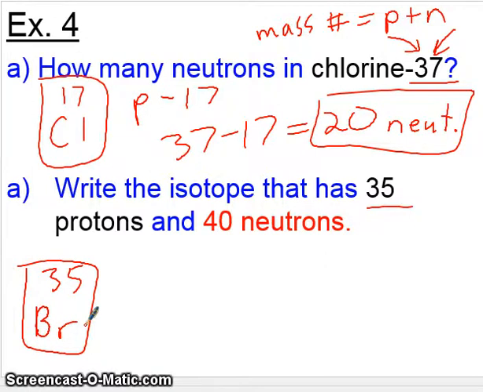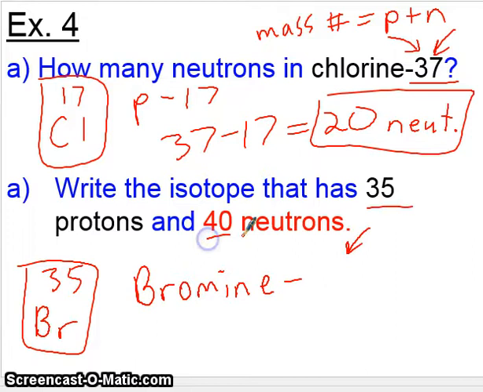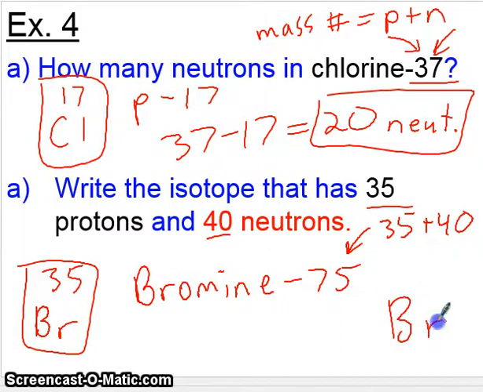So let's go ahead and write bromine, hyphen, and then in here goes the total of the protons and the neutrons. So we'll have to add 35 and 40, which should be 75. So we have bromine-75 for our isotope. You can also write this as Br-75 using nuclear symbol notation. And if needed, you can put the 35 down at the bottom. So this would be nuclear symbol notation.